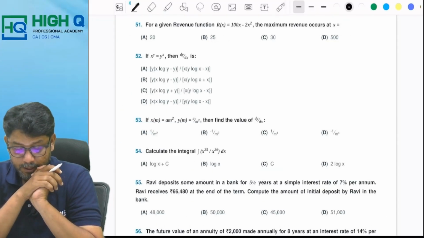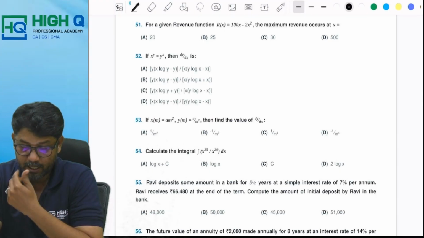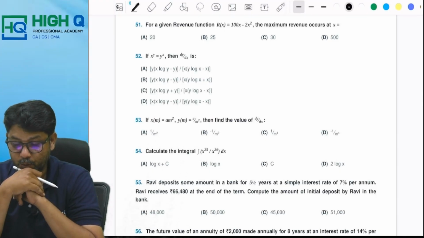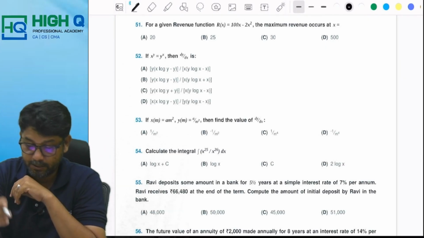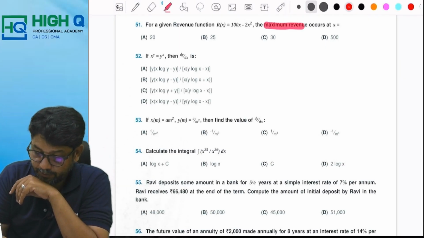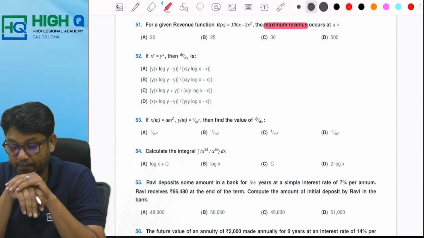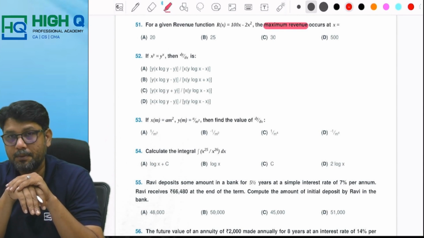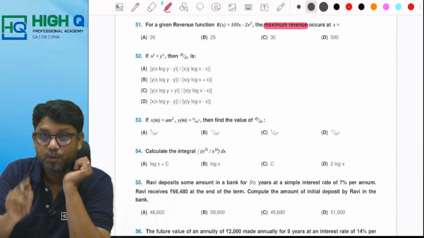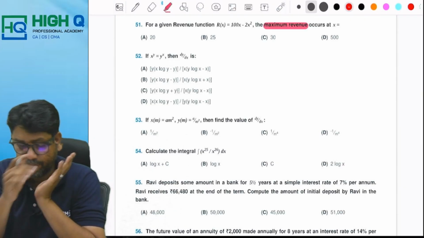Now let us start with sum number 51. For a given revenue function, r of x is equal to 100x minus 2x square, the maximum revenue occurs at... look at this, maximum revenue. That means we are going to talk about maxima and minima. I'll give you one super duper trick, my dear.